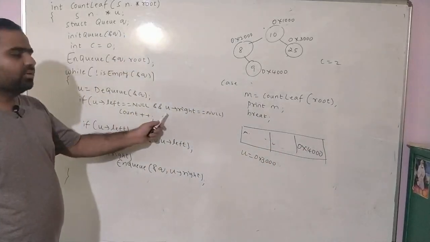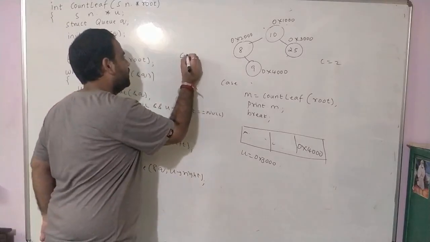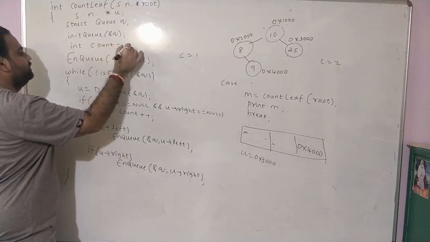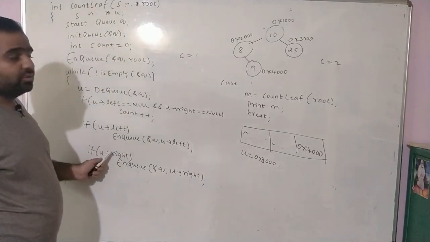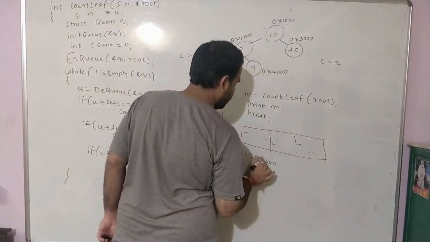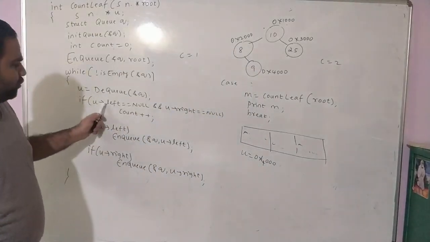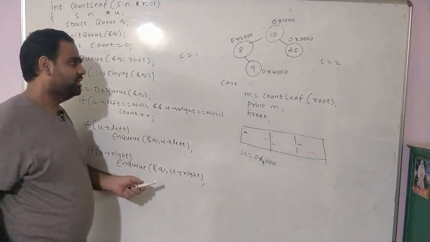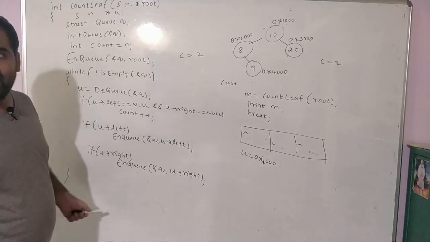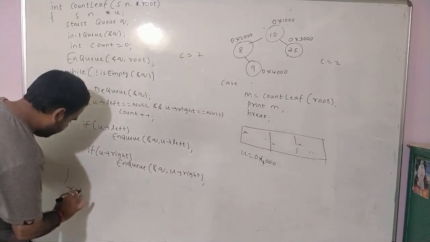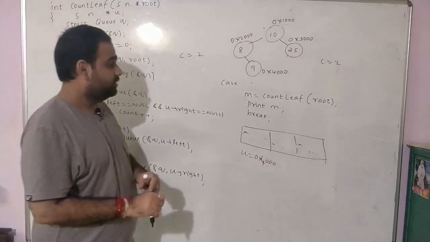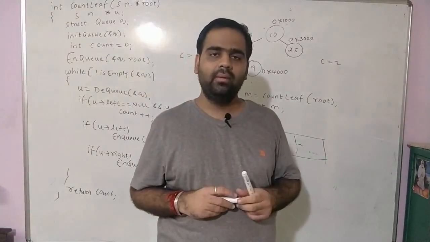3000 arrow left is null, 3000 arrow right is null. Therefore, you say count plus plus. The value of count will become 1. Okay, just change the variable into count. 3000 arrow left is null, 3000 arrow right is null, do not enqueue. Again, while q is not empty, yes, you say u is equal to dq. What do you get? You get 4000. 4000 arrow left is null, yes, 4000 arrow right is null, yes. You say count plus plus, the value of count becomes 2. Null, null, do not enqueue it. Go back, q is empty, yes. And at the end, what do we say? We say return count. That's the way we write code to count the number of leaf nodes in a binary tree.